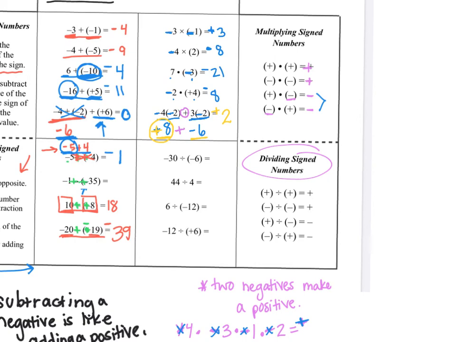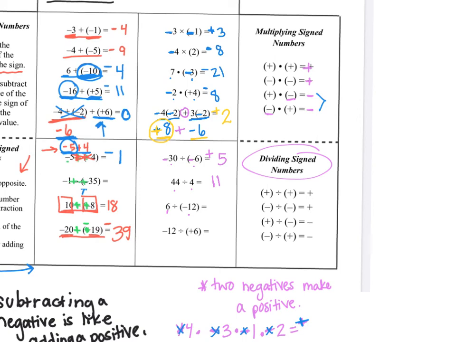Let's come down to division. The rules are exactly the same. 30 divided by 6 is 5. 2 negatives make a positive. 44 divided by 4 is 11. They're both positive.